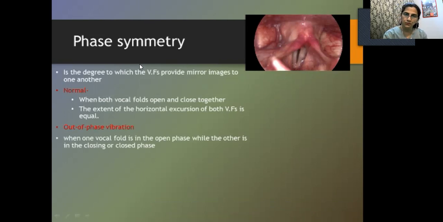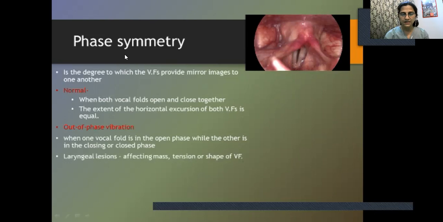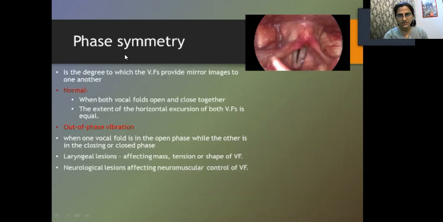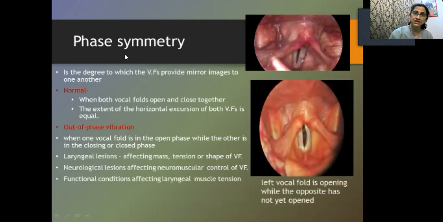What is out of phase vibration? That is when one vocal fold is in the open phase, the other is in the closed or closing phase. You see this in laryngeal lesions such as mass lesions, which alter the mass, tension or shape of the vocal folds, or in neurologic lesions affecting the neuromuscular control of the vocal folds, or in functional conditions such as muscle tension dysphonia.